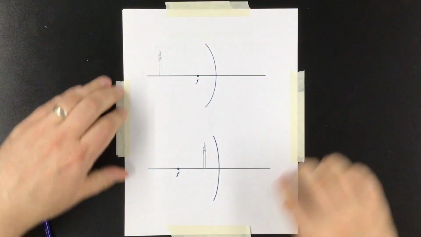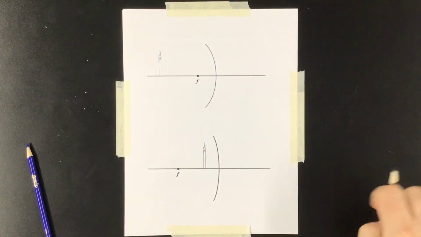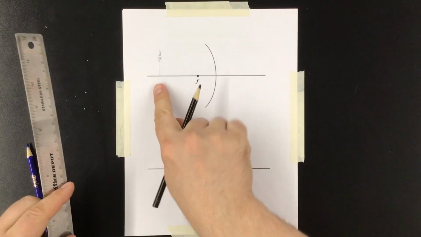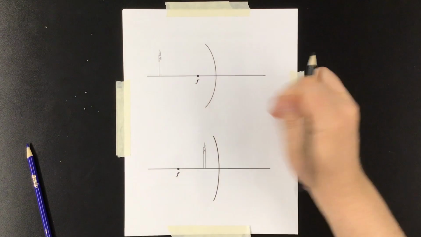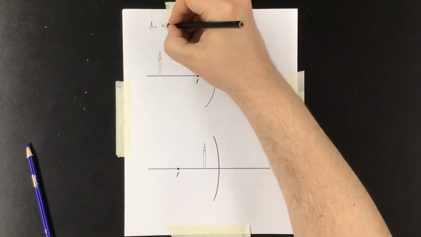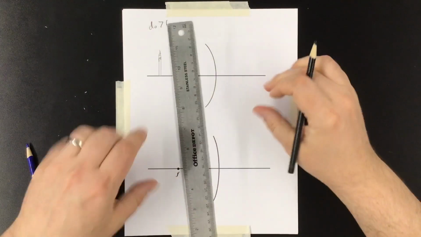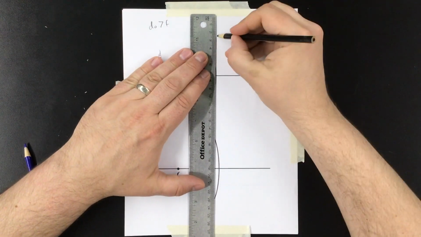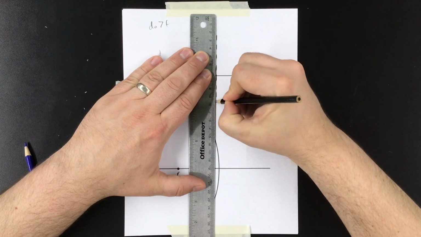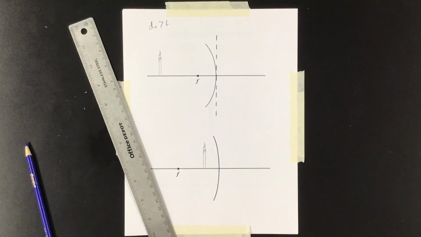Okay, these are the two cases that we have for the concave mirror. The first thing I'm going to do is when the object is at a location that's greater than the focal length. So the object distance, the distance of the candle to the mirror, is something bigger than the focal length. I'm just going to draw that vertical dashed line, and I do that for all of these so that the geometry comes out right.